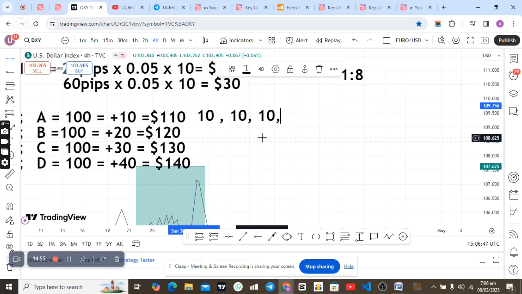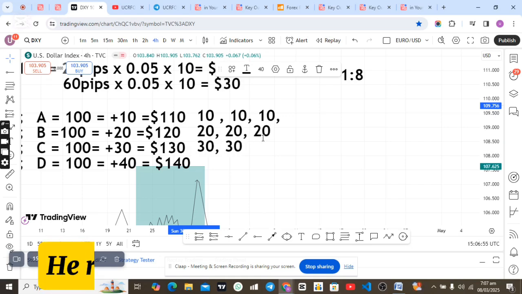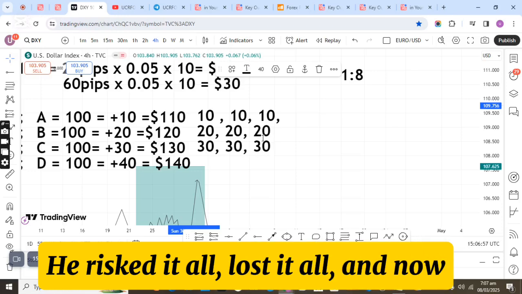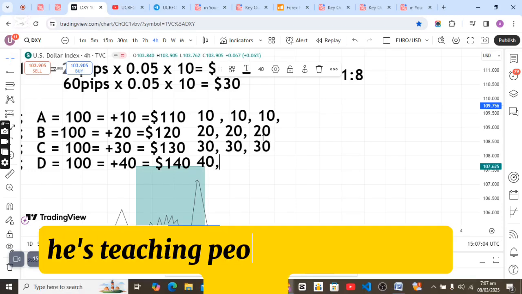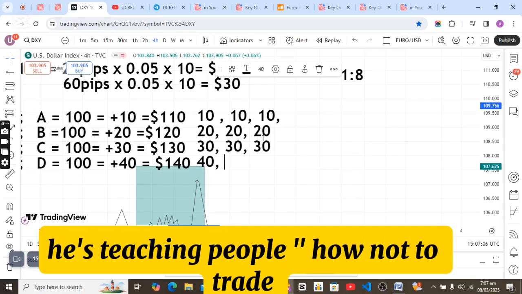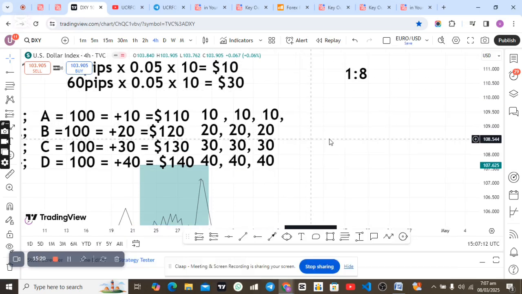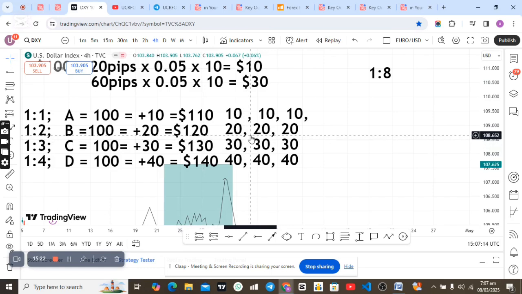Now we are all on profit. The second person, 20 USD, 20 USD, and then 20 USD. The third person, 30 USD, and then 30 USD. Now me, 40 USD. I practice 1:4. So 40 USD and then 40 USD. So this was us on a massive winning streak. The moment you hit the market 3 straight times, you're on a massive winning streak.